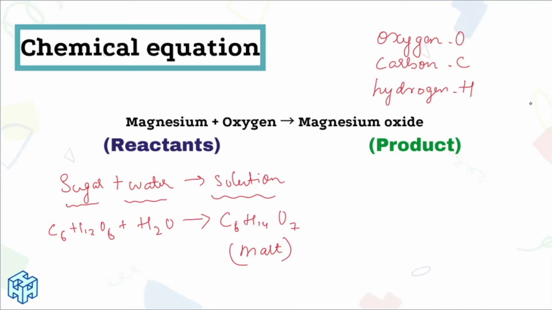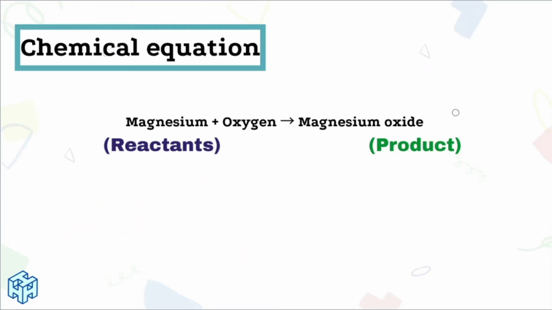Now the example given is magnesium plus oxygen. The things which we are adding, both, are called reactants. They are on the left hand side. Both react: magnesium reacts with oxygen and we get magnesium oxide. What is on the left hand side is called reactants. What we get by mixing both is called the product.